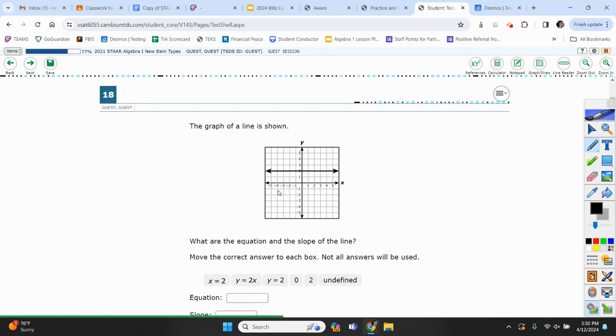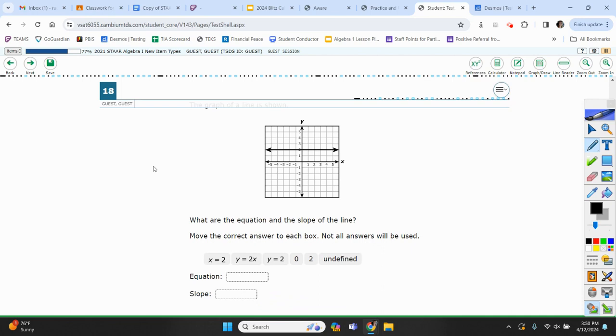Number 18. What are the equation and slope of the line? This is just a drag and drop. You have 3 equations, type them in Desmos. That's the easiest way to figure out which one is exactly the same as this. And then for the slope, remember you have the slope options: positive, negative, 0, and undefined. Choose which one is the correct slope.